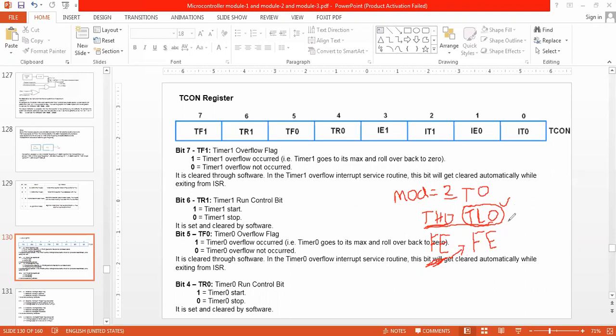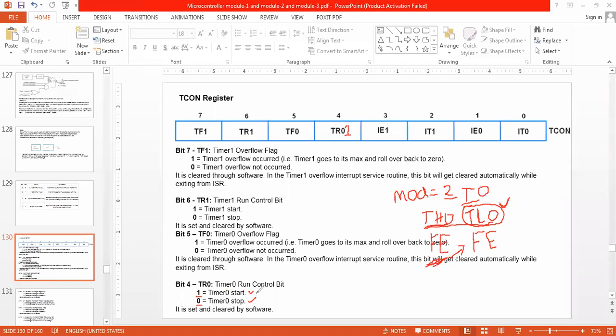Now I have to start the increment. This register has to increment by itself, one after another. To make it a timer 0 run, I will use TR0 equal to 1. I will make it high. So if I make it high, what will happen? This is the timer 0 run control bit. If it is 1, timer 0 starts. If it is 0, timer 0 stops.